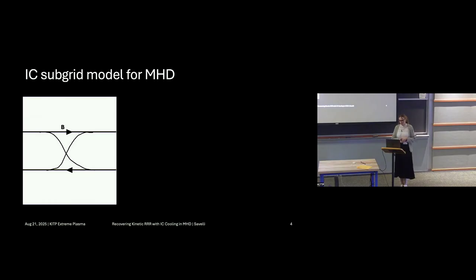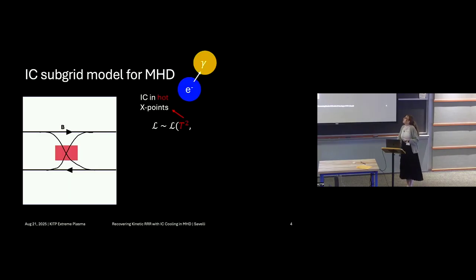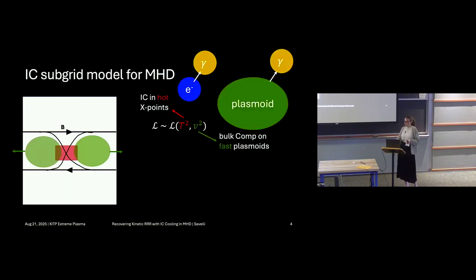So in order to make this subgrid model for the cooling, the first thing I have to ask myself is, where do I want this cooling to take place in the current sheet? So I want a cooling function that will pick up basically where it's hot, and that'll be in X points. And the cooling that's happening there is inverse Compton scattering, so very high relativistic electrons are upscattering photons. But I also want it to pick up where things are moving very fast. So that would be in the outflow or the plasmoids. And here, this corresponds to basically the bulk flow of the plasmoids themselves upscattering the photons to higher energies.